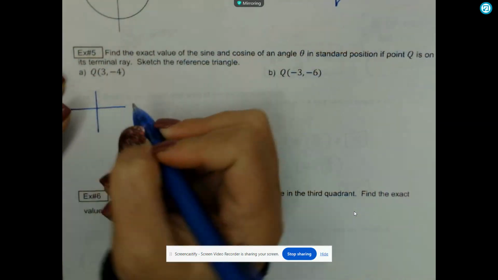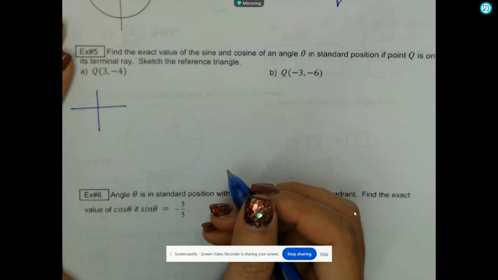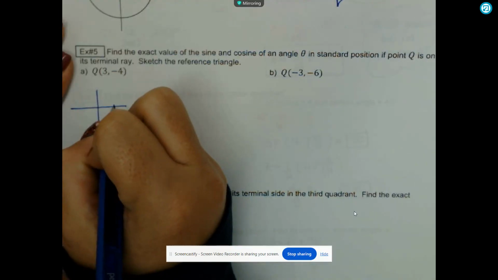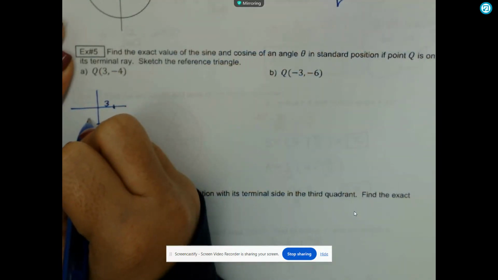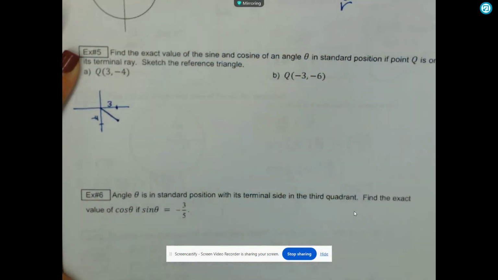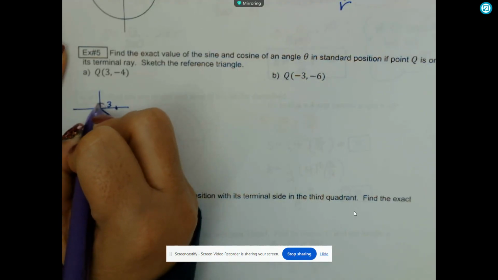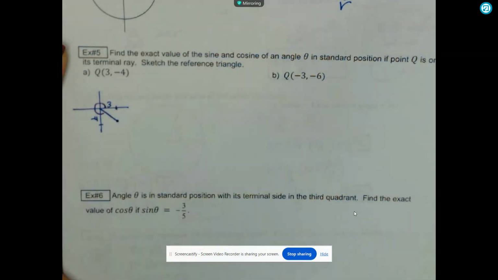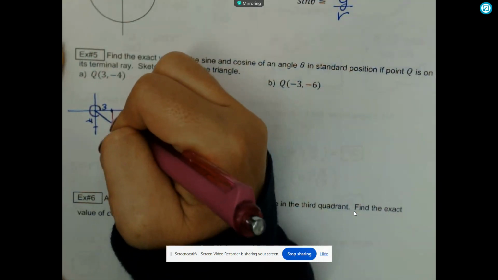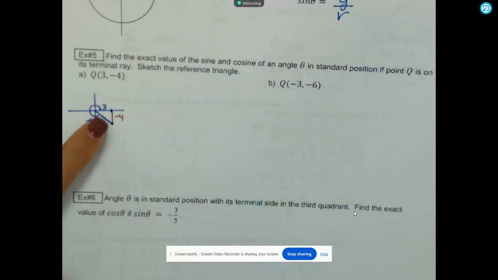Where is the ordered pair 3, -4? What quadrant? 4, right? So we'd go over 3 and we'd go down 4, like so. Let's say there's an angle right there. 3, -4. So this is our angle. We would have started here and gone all the way around. Okay, so I can make a triangle here with this side being 3, and this side over here being -4.